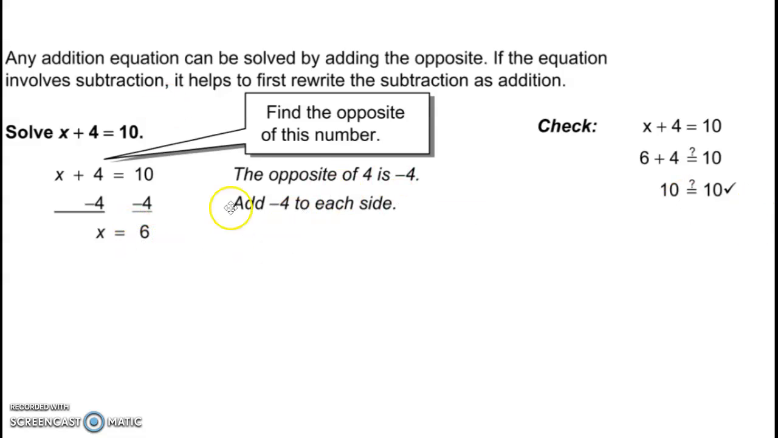You can always plug in your answer to double check. 6 plus 4 is 10.